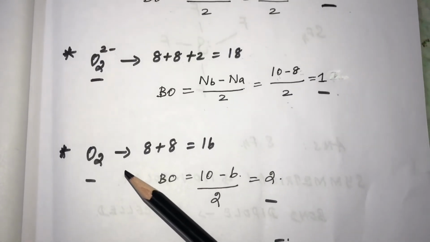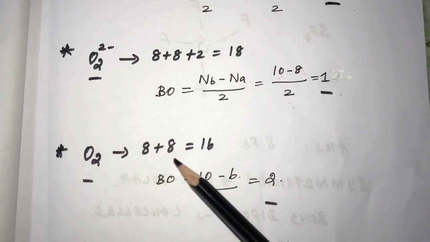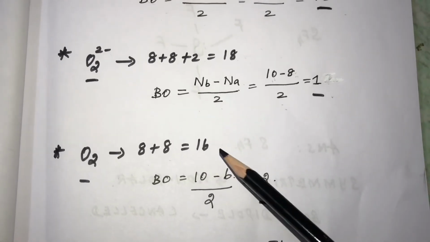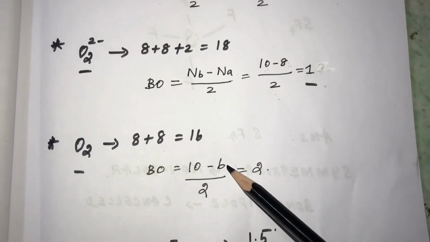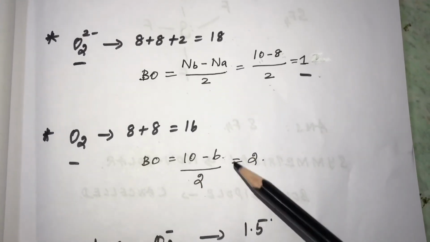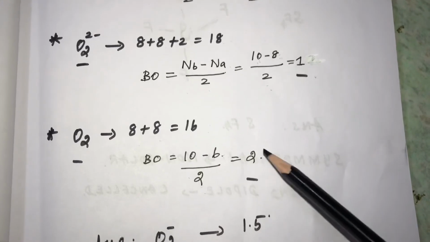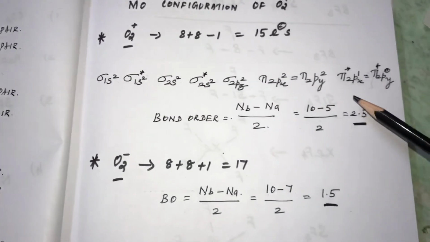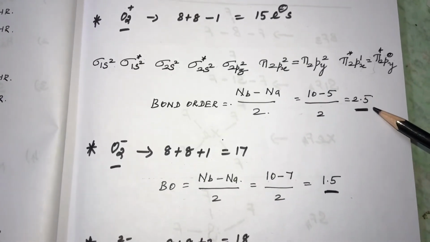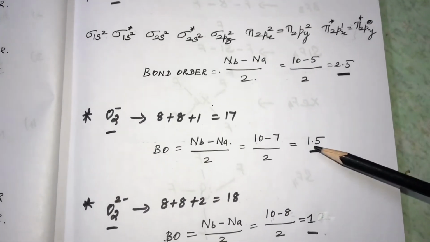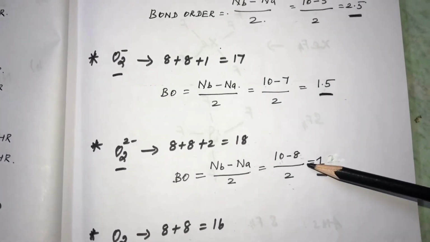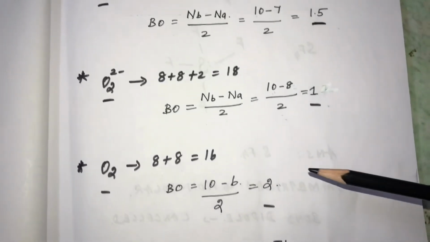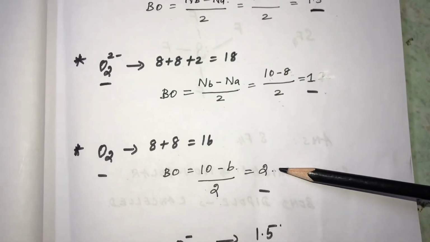Now what is the bond order for the oxygen molecule? 8 plus 8, 16. The extra 1 electron moves to antibonding, thereby 6. 10 minus 6 by 2, 4 by 2, 2. So we can say for O2 plus the bond order is 2.5, O2 minus the bond order is 1.5, O2 2 minus the bond order is 1, for oxygen the bond order is 2.